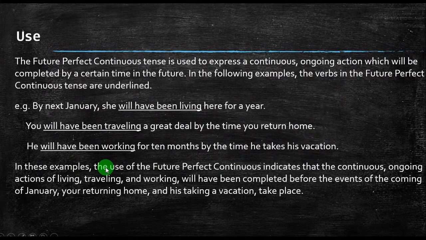So in these examples, the use of the future perfect continuous indicates that the continuous ongoing actions of living, traveling and working will have been completed before the events of the coming of January, your returning home and his taking a vacation take place. So that's it.